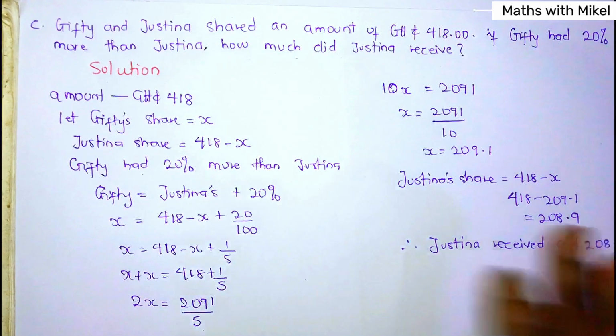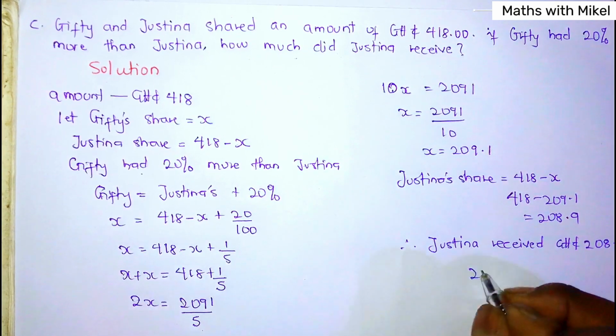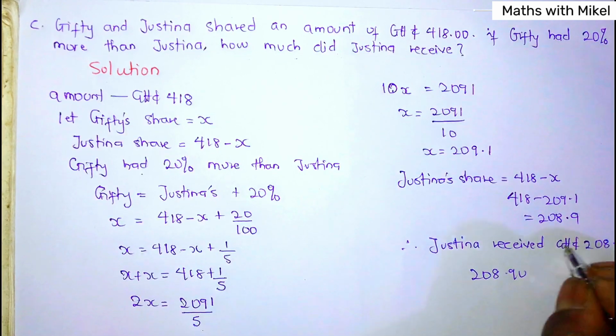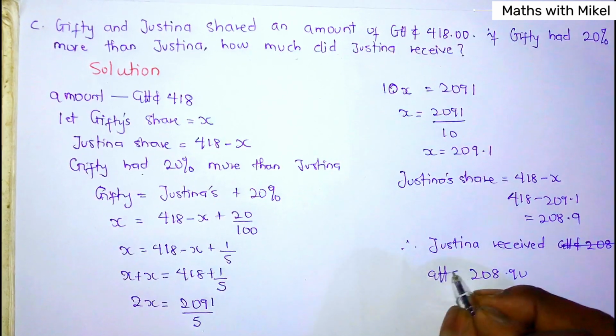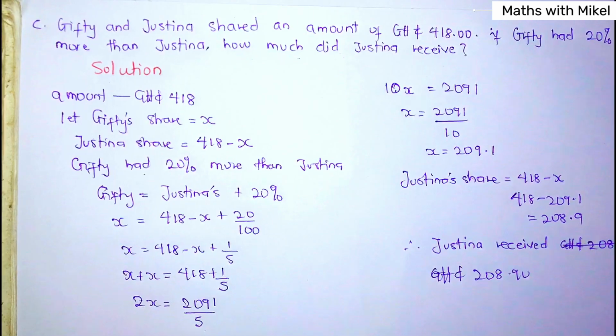So 208.9. Let me write that here: 208.90. That's Justina's share. And this answers question 3.